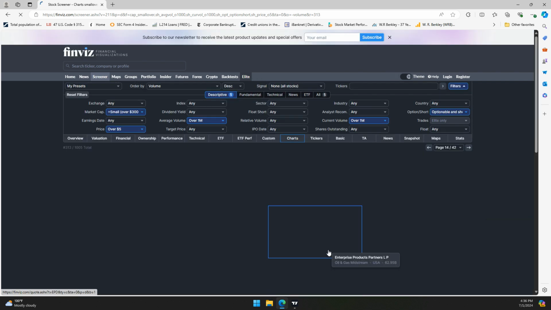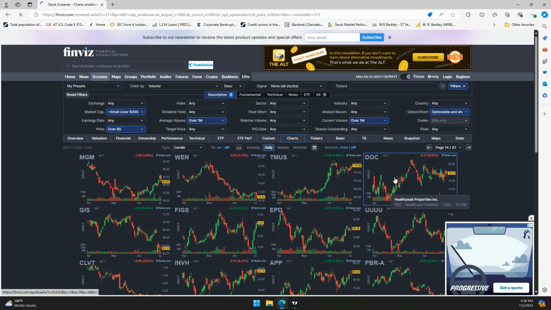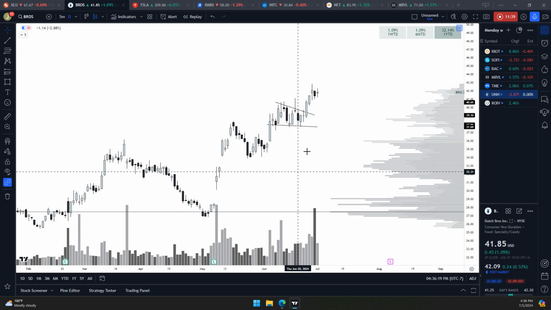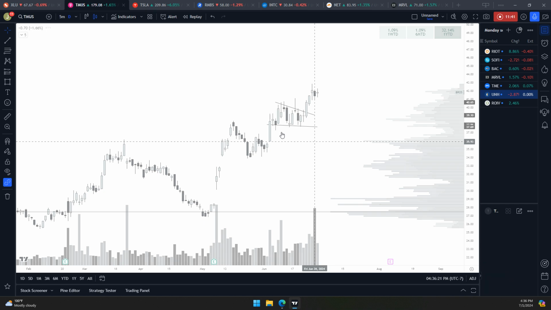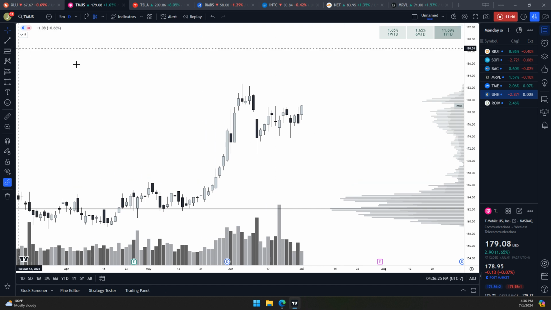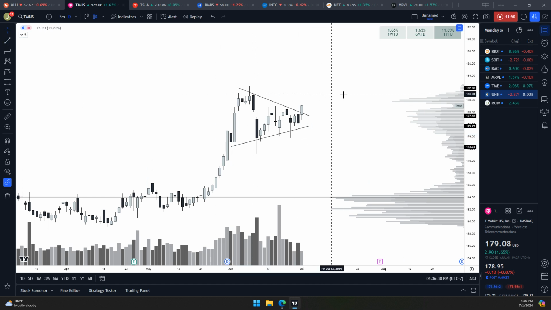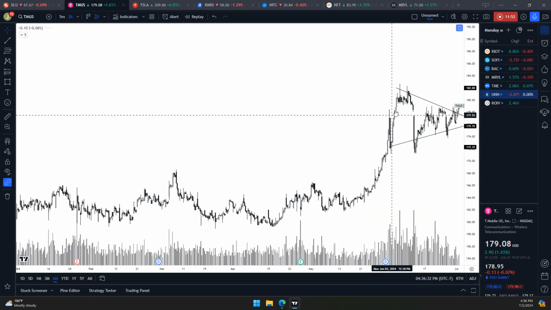There were some utility plays that were setting up. TMUS, I've tweeted about this, and then we're right there at the top. We got back-to-back wedges right here. You guys have probably recognized a lot of these names because I've tweeted out quite a bit of them because this is the scan that I'm running every day. So, especially when it gets to like Thursday, you're going to get a lot of the same stocks because it's not like there's just going to be unlimited setups playing every day.